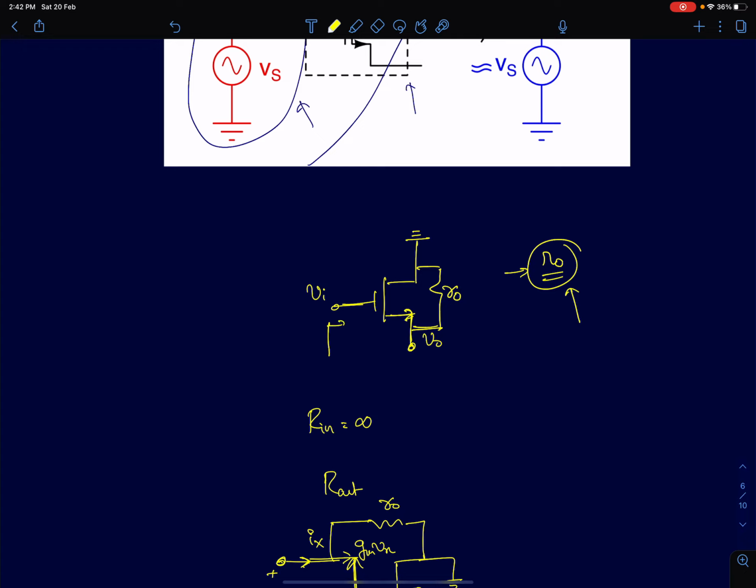Input resistance: since I'm looking into the gate, the current drawn is going to be 0. Even if you include R0, that current is always going to be 0. Even if you have a load resistance, the current is going to be 0. Therefore, input resistance is infinity. That remains unchanged. So this is the low frequency input resistance, which is very high, equal to infinity.